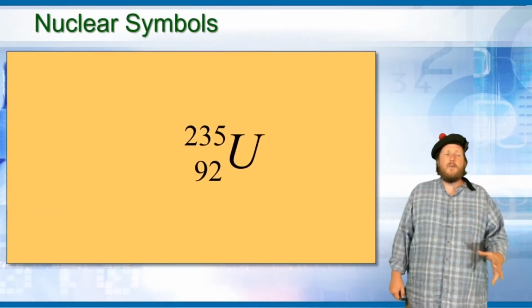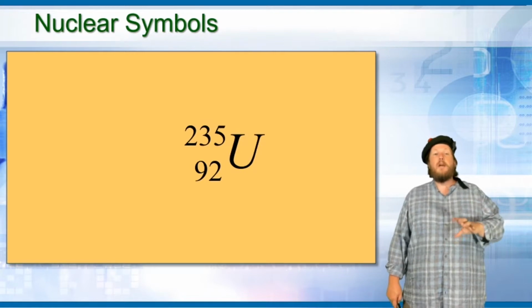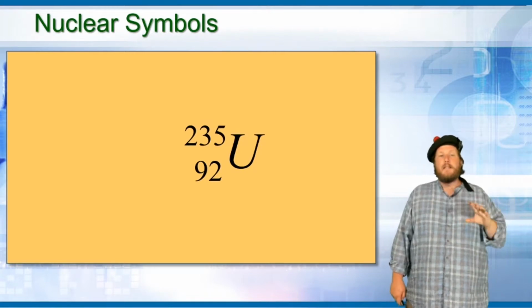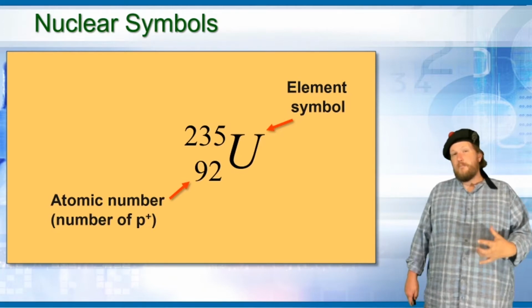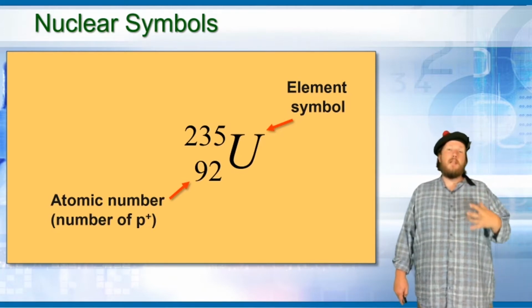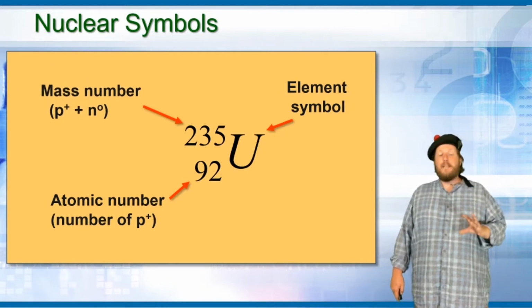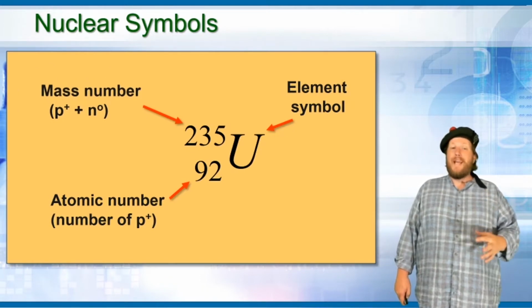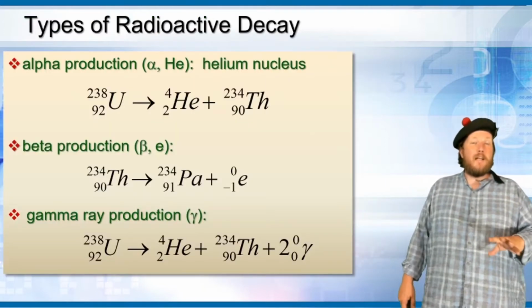First, we need to talk about nuclear symbols. So the nuclear symbols are the elemental symbols with the mass number on top and the atomic number on bottom. The atomic number is the number of protons. This is the number that you should get off the periodic table. The mass number is specific to that isotope, which is the number of protons and the number of neutrons that goes with that.